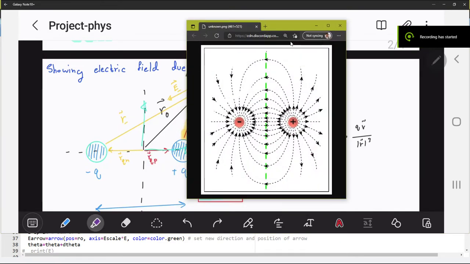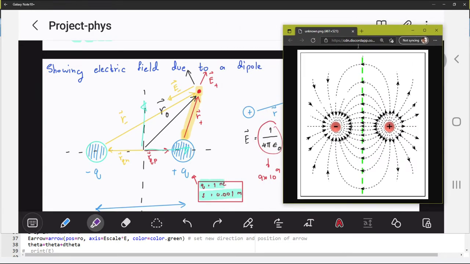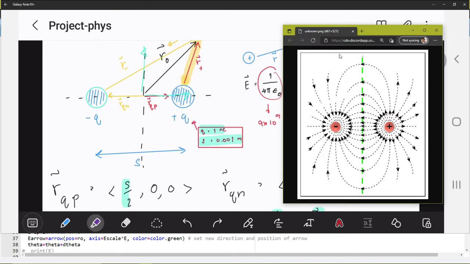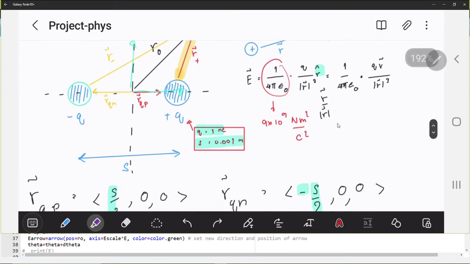Okay, hello. Today I'm going to present about the electric field due to a dipole. Okay, first let's talk about the dipole. What is a dipole? A dipole is an object that has two charges inside. It has a positive charge and a negative charge. So I will give an example.